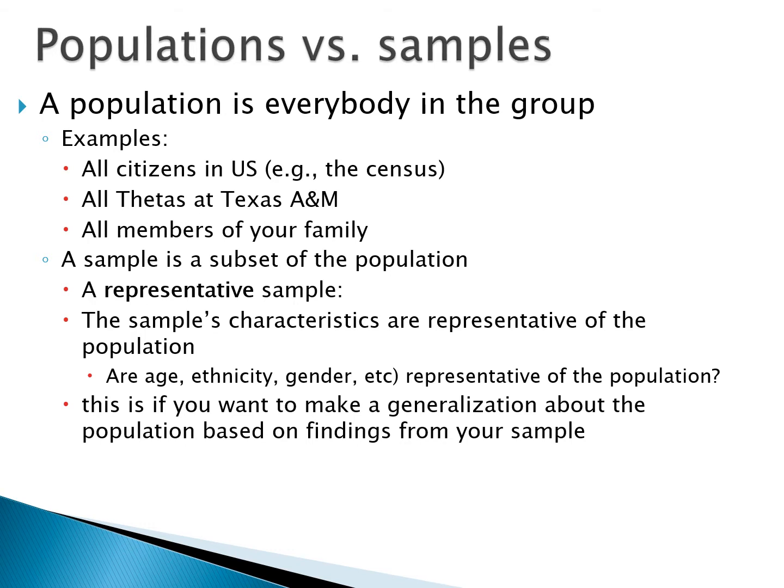We still are primarily a white institution. So let's say if we had 30% total minority students at Texas A&M, then a sample that would be representative of Texas A&M is if 30% of your sample was also of minority status. So representative samples are really important if you're trying to use your sample to make a generalization about the population itself.